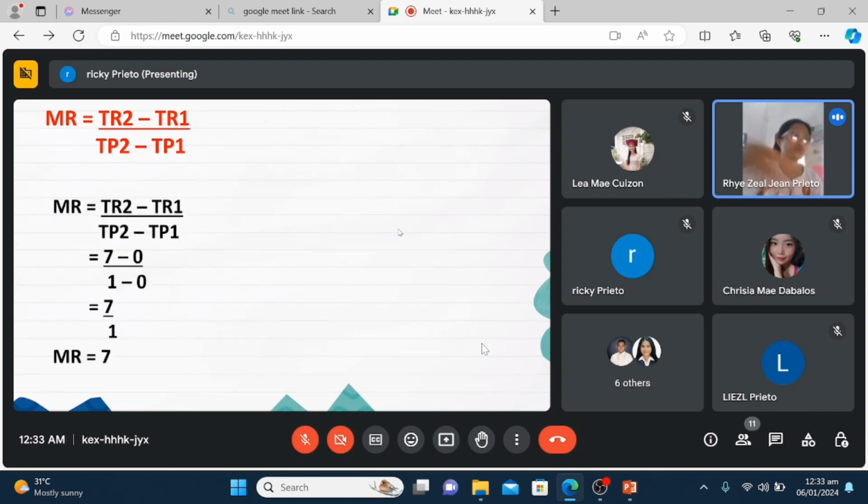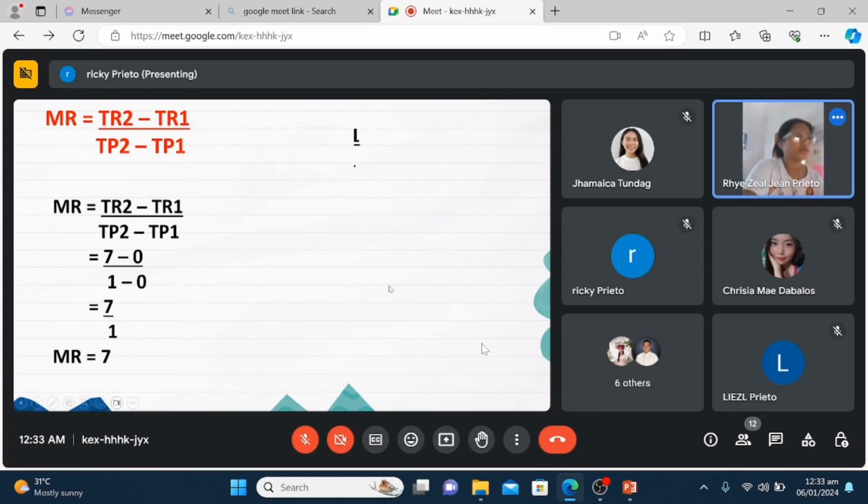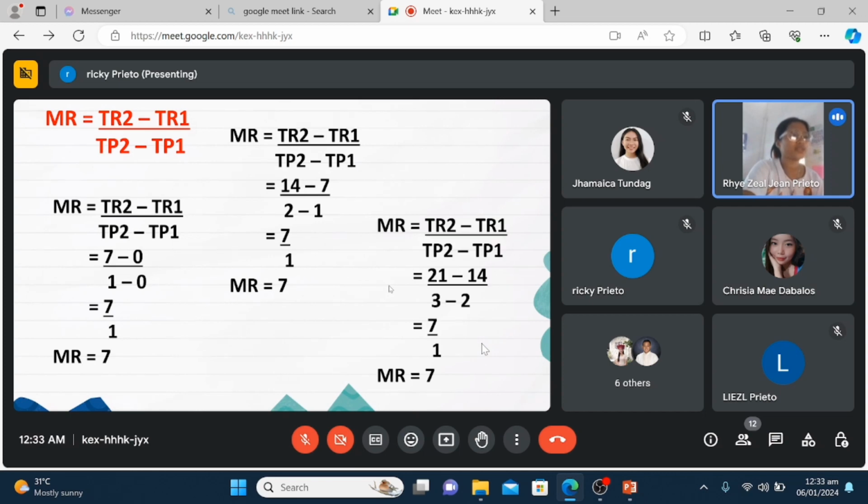So TR2 minus TR1 divided by TP2, and you simplify it right away, class. Still 7 only. So in the second given data that I provided, the marginal revenue is still 7.